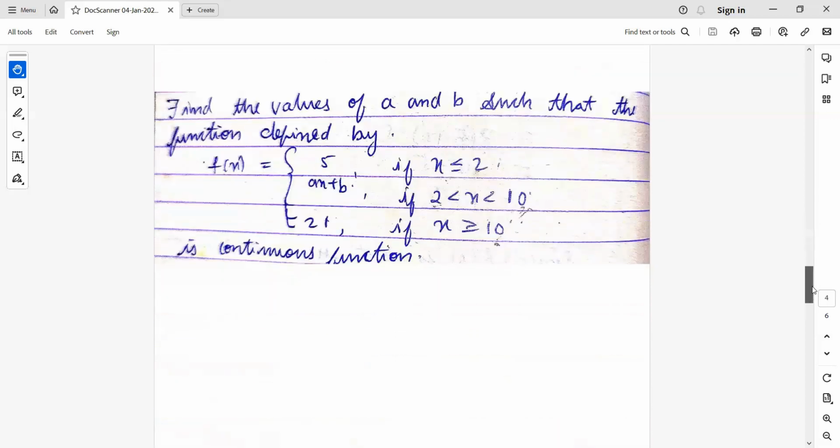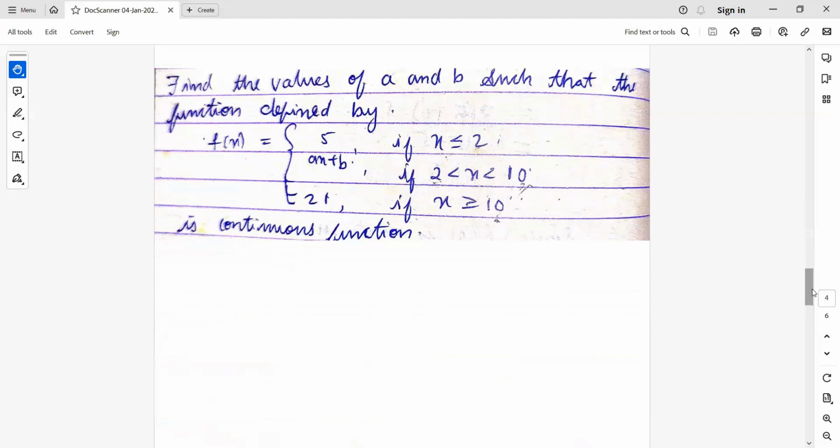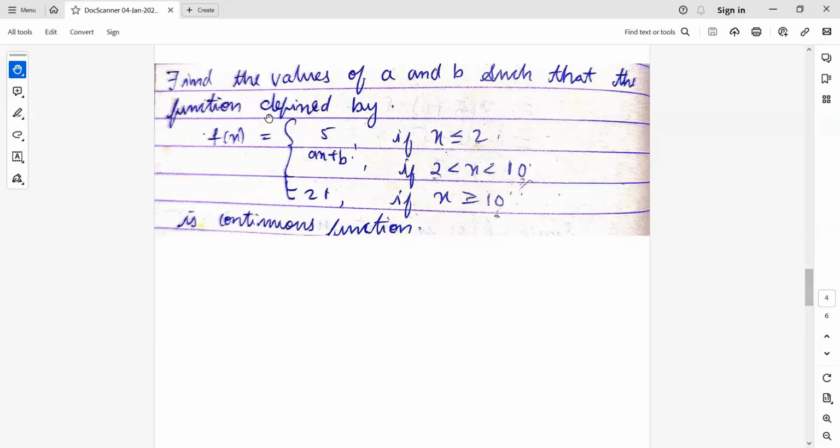The question is similar, but here we need to find out two values, the value of A as well as B. Most of the time this question is asked as it is. Find the values of A and B such that the function defined by f of x is equal to 5, ax plus b and 21.